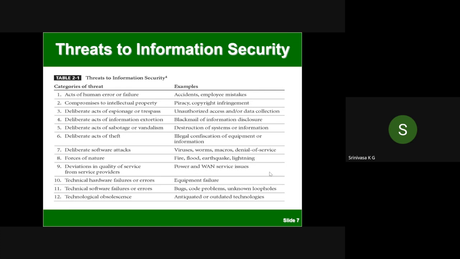Then deliberate acts of information extortion, that is blackmail of information disclosure. Then deliberate acts of sabotage, vandalism, that is the destruction of systems or the information. Then deliberate acts of theft, that is illegal confiscation of equipment and of information. Then deliberate software attacks, which includes virus, worms, macros, denial of service.